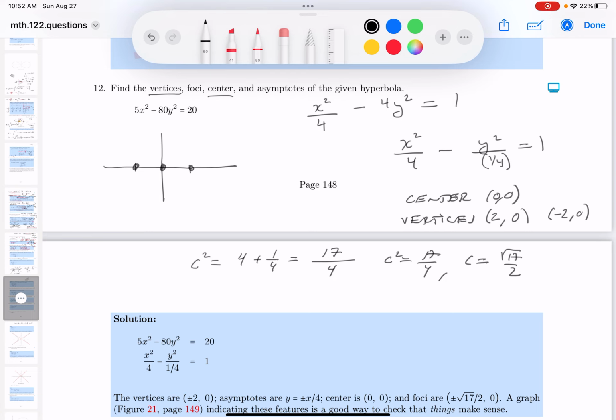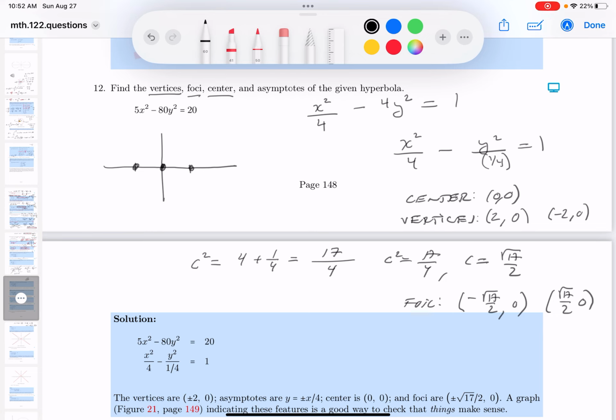So what you have to do for the foci is move in from the center. Relatively simple to do. And I'm moving in root 17 over 2. So what are you going to get? Minus root 17 over 2, comma 0. And the other one's going to be root 17 over 2, comma 0.